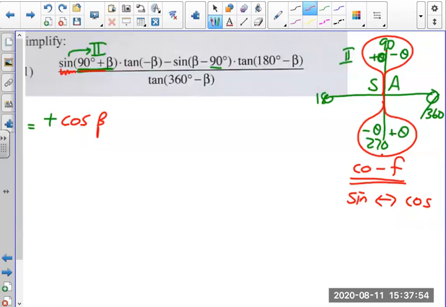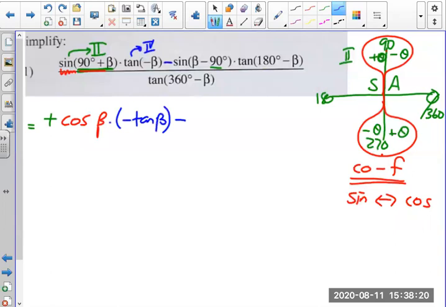Okay, that's very important. Tan minus beta, fourth quadrant, tan in the fourth quadrant is negative, so that's negative tan beta. Okay, there's the minus. Sine beta minus 90. Now, I don't like the order. I want the degrees to stand in front. So what am I going to do?